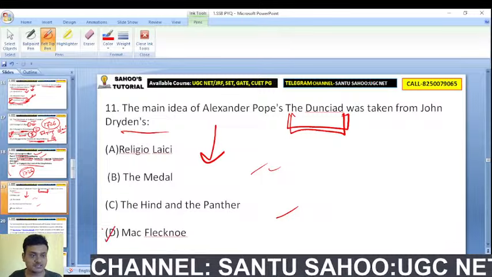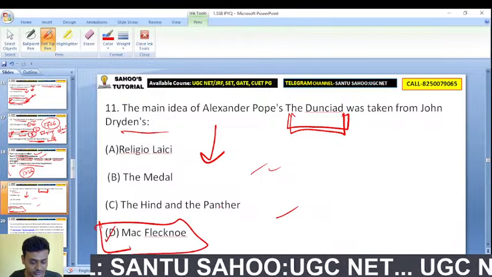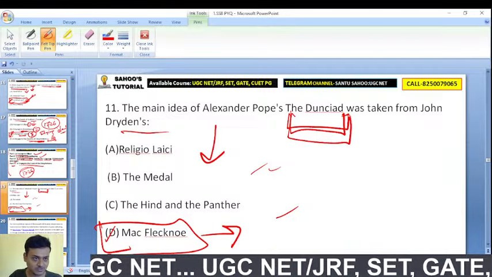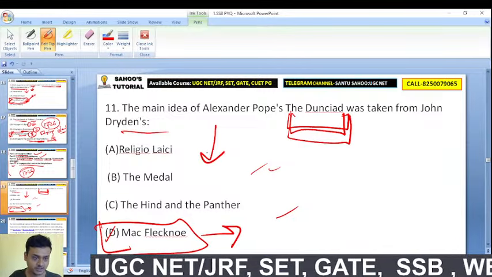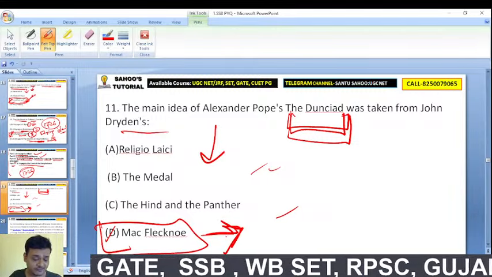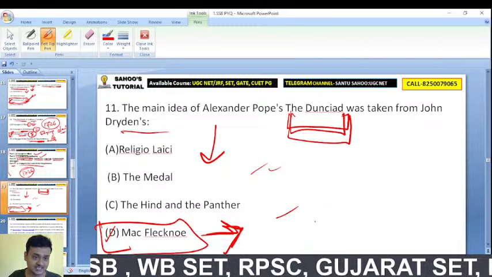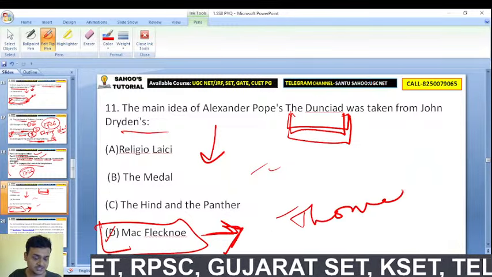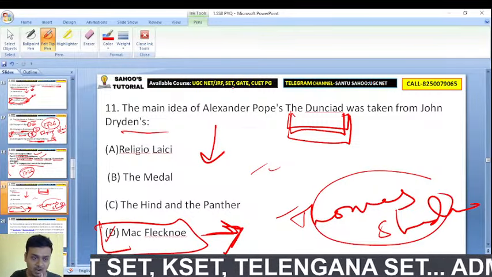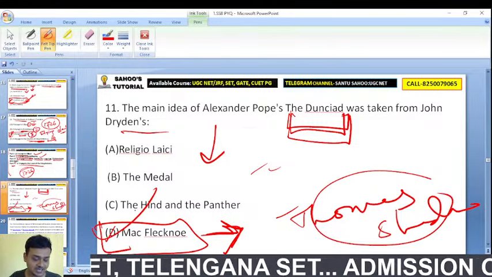Exactly. Here, who is Mac Flecknoe? Will you please tell me? Who is Mac Flecknoe? Pope's Dunciad was heavily influenced by Dryden's Mac Flecknoe. Now, you tell me. Dryden in Mac Flecknoe is criticizing whom? It is Thomas Shadwell. Thomas Shadwell was being criticized by Dryden in the work Mac Flecknoe. Here, D is the right answer.